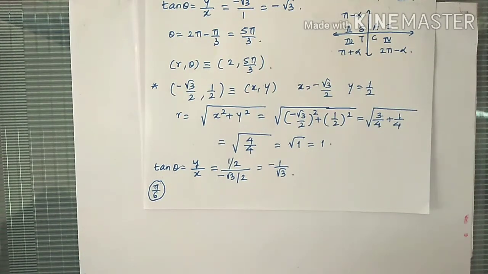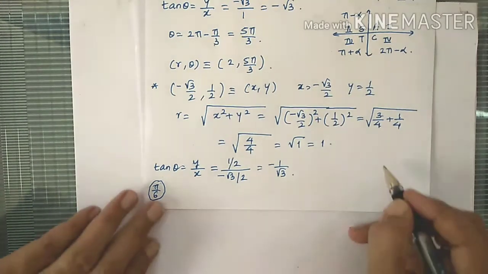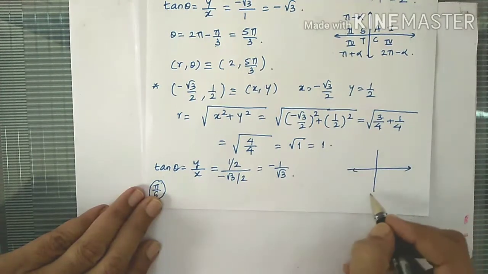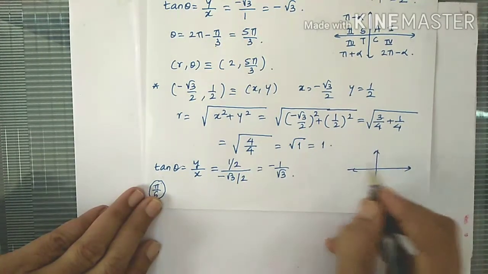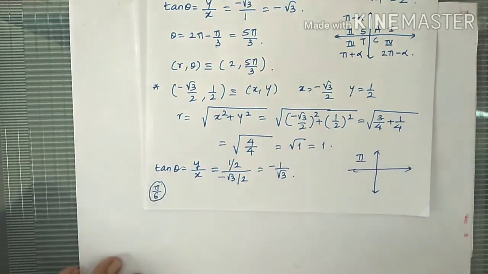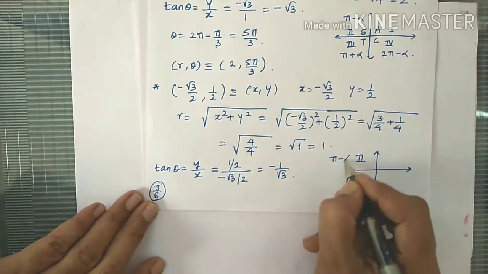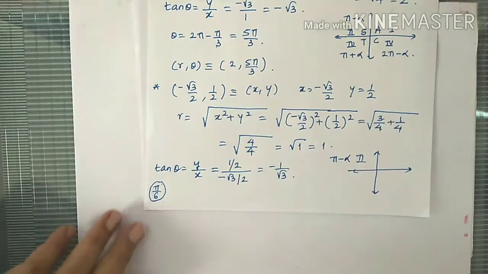Now next part is we have to find the quadrant. So let's find out the quadrant in which the point lies. Now the point given is minus plus. Minus plus means second quadrant. And what is given in second quadrant? In second quadrant we have to write pi minus alpha.